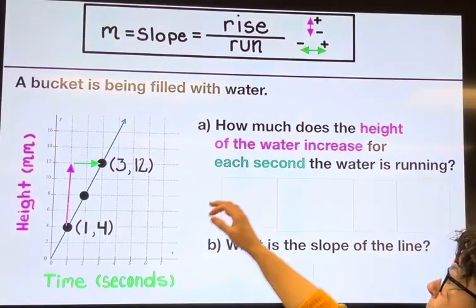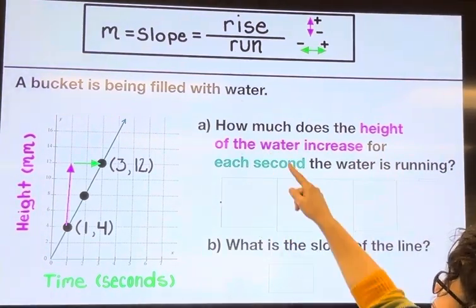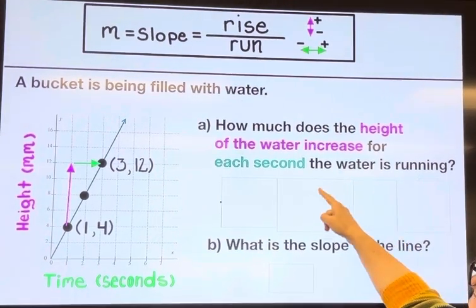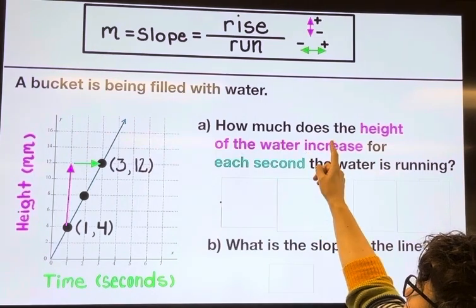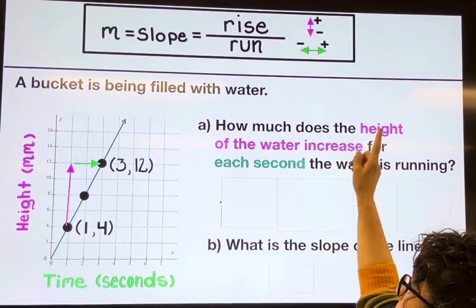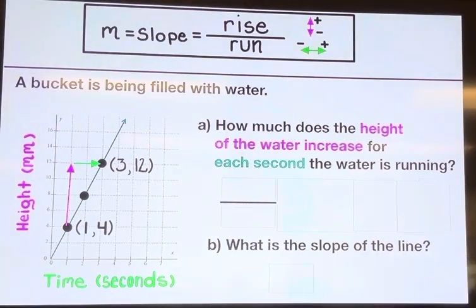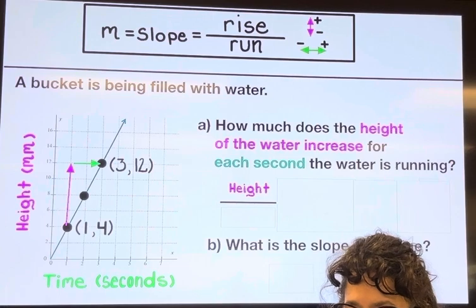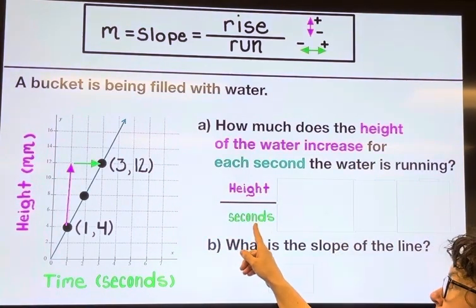This graph represents a bucket being filled with some water, and we would like to know how much the height of the water increases for each second. That's the same thing as height per second. We want to make a fraction, in other words, where the numerator represents the change in height and the denominator is the change in seconds.